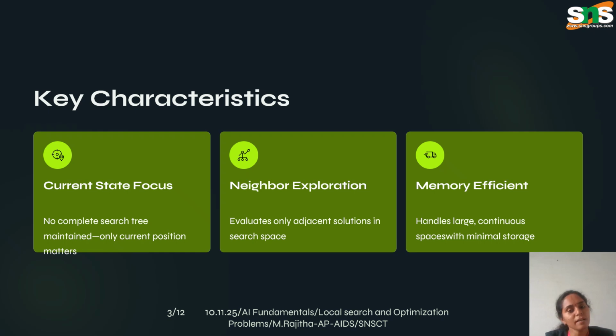Use a simple analogy like improving your essay by making one small edit at a time instead of rewriting from scratch. Mention that this makes local search suitable for real world optimization like scheduling, network design, and routing. So conclude by reminding that it is a trade-off. We get speed and efficiency, but might miss the perfect global answer.